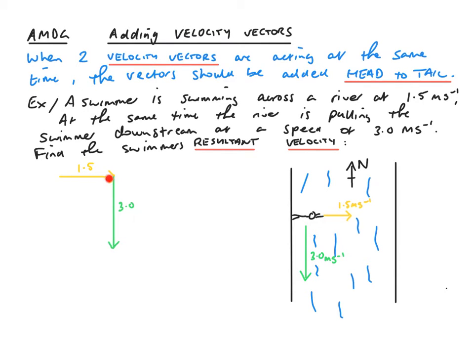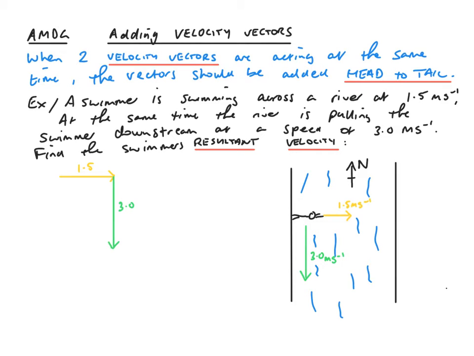Okay, so the 1.5 meters per second vector there, and then on to the end of it you've got your river velocity of 3 meters per second. So head to tail just means that the head of the first vector is on the tail of the second vector, where the arrowhead obviously represents the head or front of the vector, and the other end represents the tail of the vector. You could have chosen to draw the green first and then the yellow onto the end of that one, and the solution would end up the same. So you can try it that way as well.